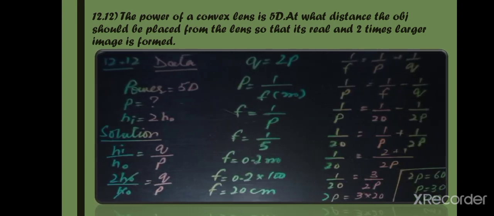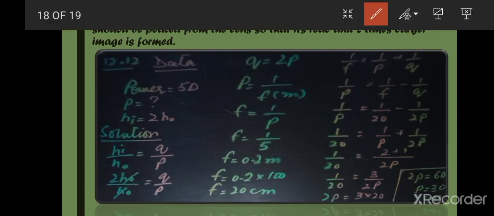Yes, it is. Just see the data first. Power is 5 D. Now this power will be represented by capital P, or you can write power in full spelling. So to differentiate, this is small p, the distance required to make the image which is double the height of the object. By using the magnification formula hi by h naught, putting hi equals 2 h naught, you will have q equals 2p.